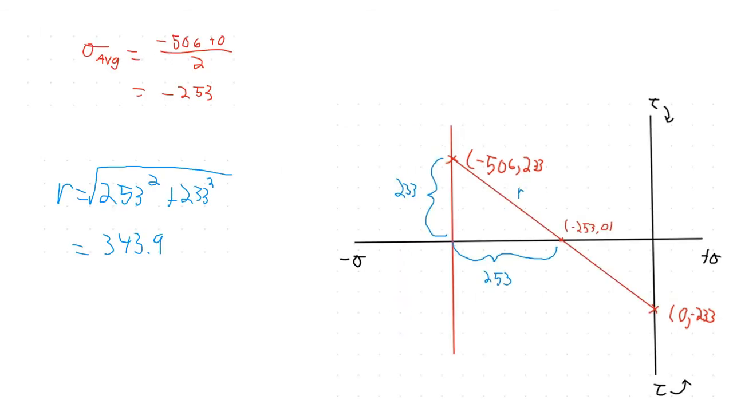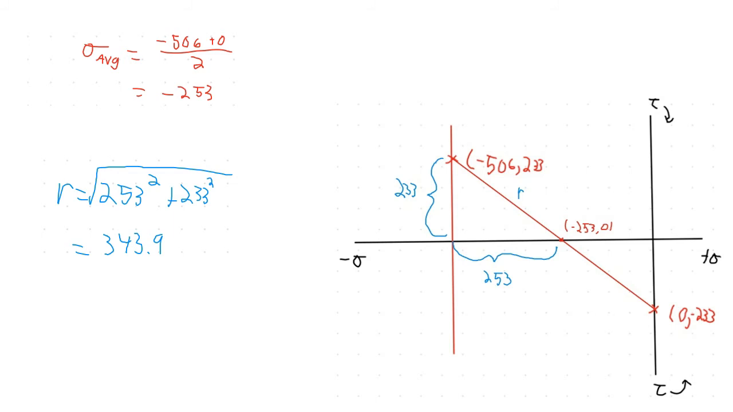From here, we need to get our center point. Center point being the average between our 2 points. We know that the midpoint between 233 and negative 233 is 0, so we're right on our horizontal axis. And we find our stress average by taking our two normal stresses, negative 506 and 0, adding them together, and dividing by 2, we get negative 253. That is the center point of our Mohr circle.